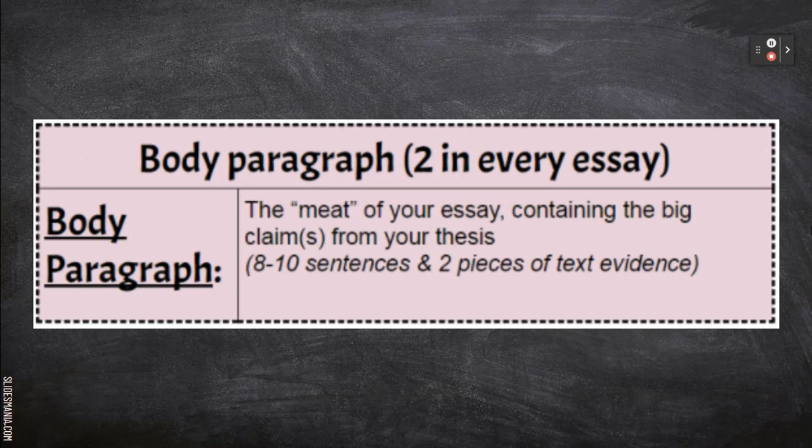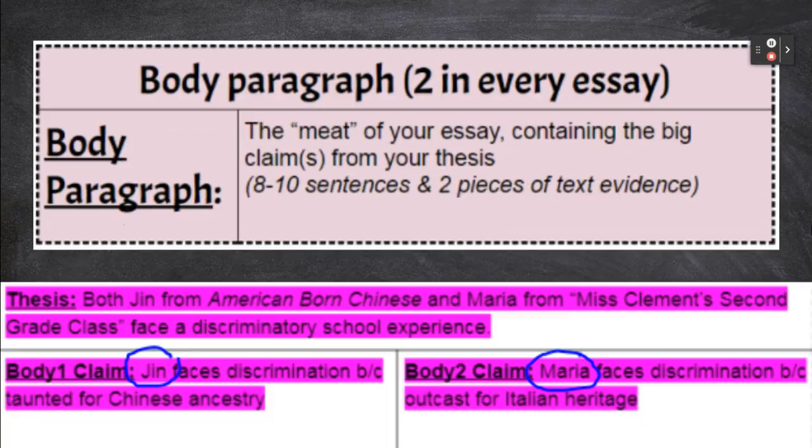Your body paragraphs. These are the big parts of your essay. It's the meat of your essay. This is containing the big claims from your thesis. Both body paragraphs are 8 to 10 sentences, and both have 2 pieces of evidence. Look at the example down below. Just another reminder, your body 1 paragraph should be all about Jin, and your body 2 paragraph should be all about that other character.